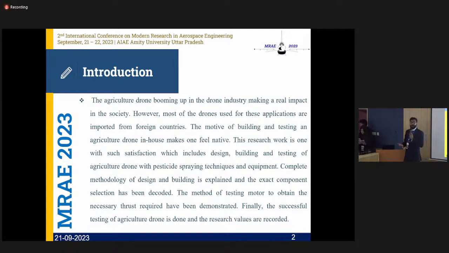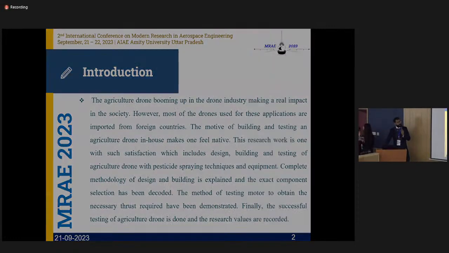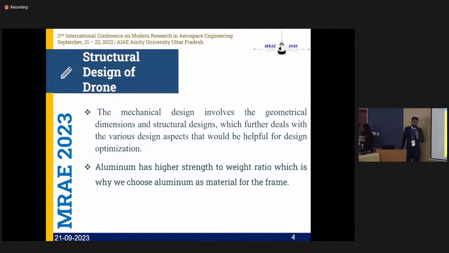Also, we like to make something as an in-house project. That is, we like to make our own agriculture drone. So that is why we chose an aluminium alloy as the material, and we tried to develop the drone out of that, and we tried to test it as well. So this is out of our own project.